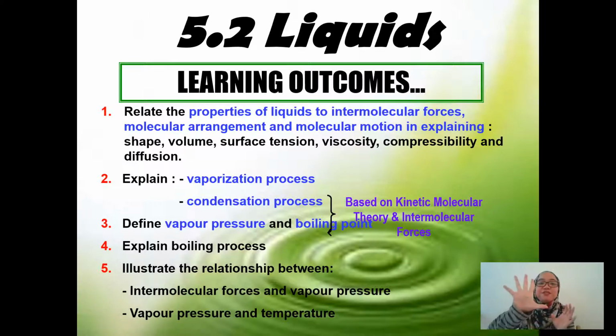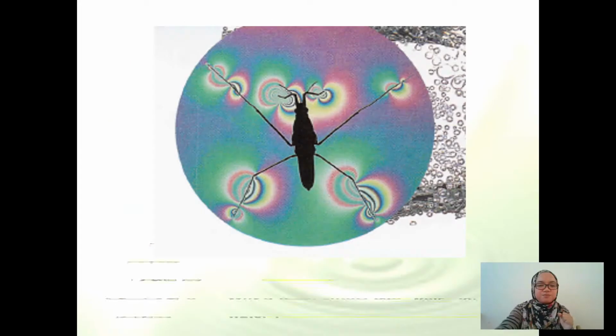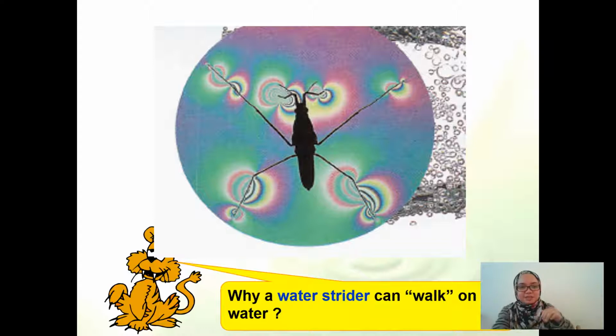So there are actually 5 properties of liquid. Then we're going to explain the vaporization process and the condensation process, based on the kinetic molecular theory and the intermolecular forces. We are also going to define what vapor pressure and boiling point are, explain the boiling process, and illustrate the relationship between the intermolecular forces, the vapor pressure, and the temperature.